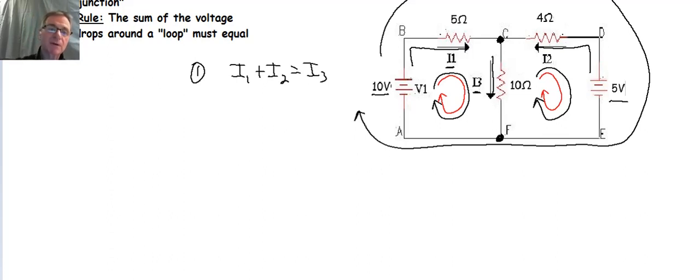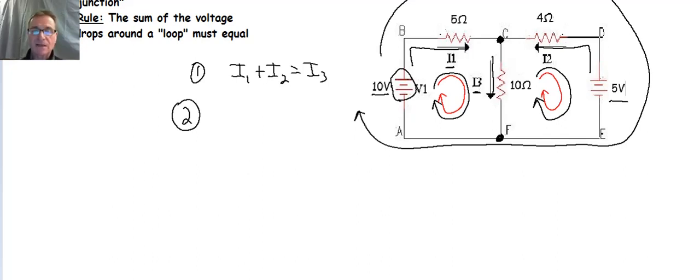All right, so let's see if we can come up with a second equation here. This is going to be using the loop rule that says the sum of the voltage rises and drops around a loop must sum up to or equal 0. So let's look at the left-hand side. I'm going to start with our battery. Here's our voltage source.